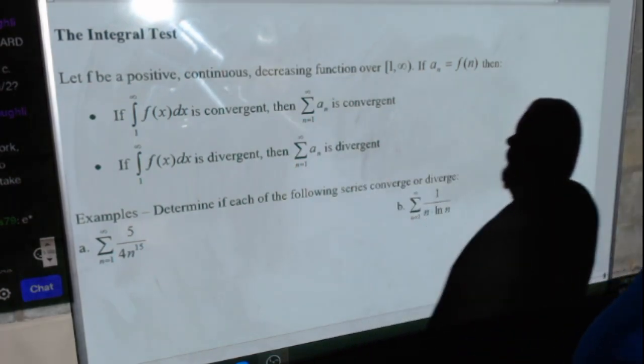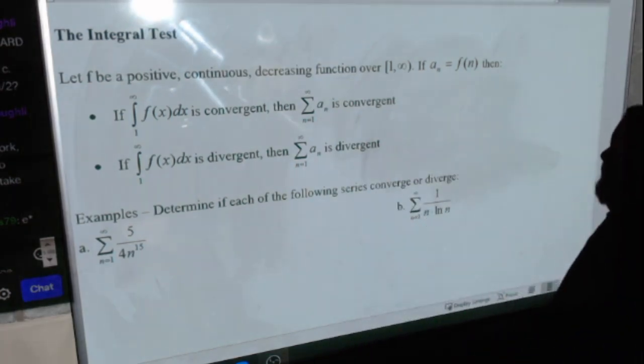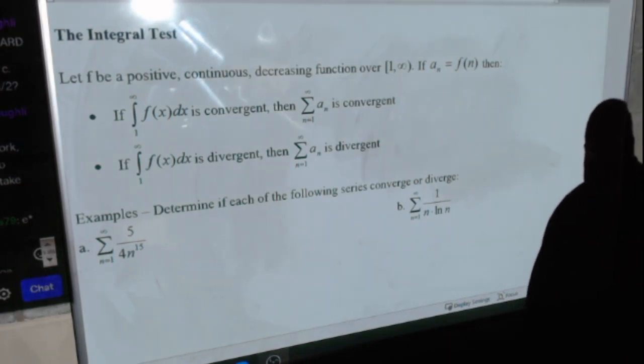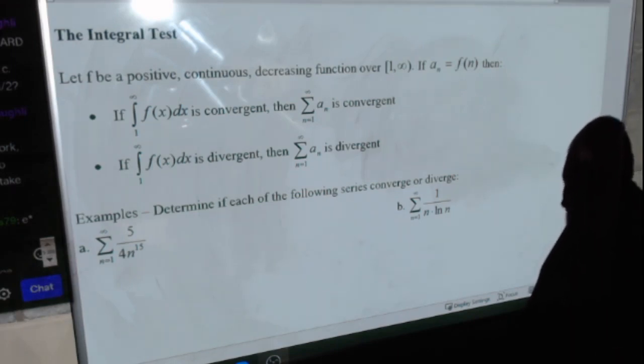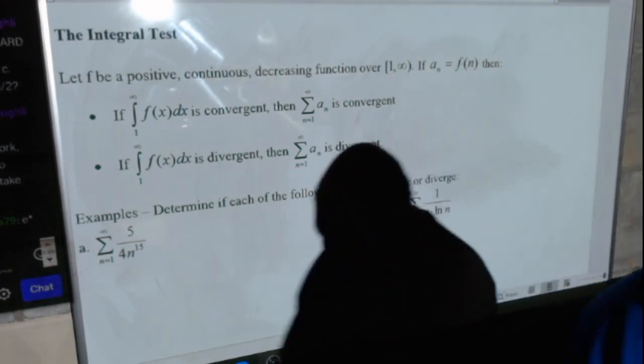Then it says if the integral is divergent, then the sum is divergent. Well, how do you make an integral diverge? You get some kind of infinity out of it. So basically, if we get anything that's not infinity here, it's convergent.